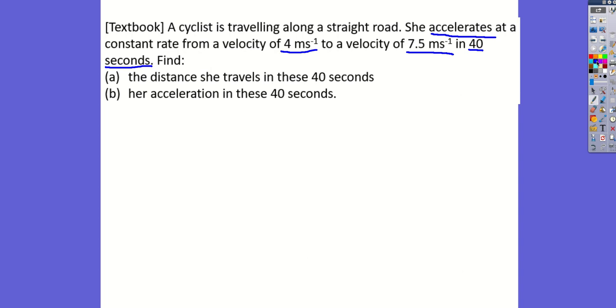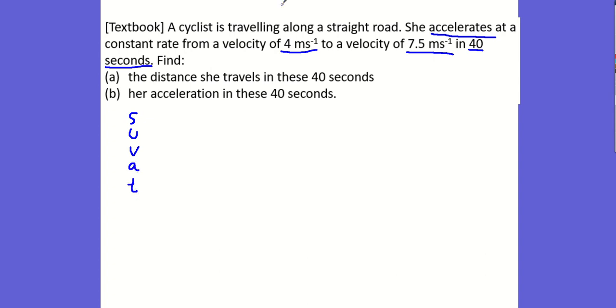What I'm going to do, the way you want to set out all of these questions, is to write down Suvat, and where you see them, list out what these quantities are that you're given in the question. S is the thing that we want for part A, so I'm going to put that with a question mark. That's the thing that we want.